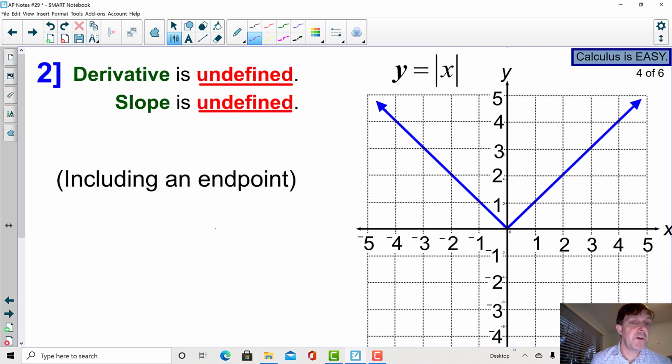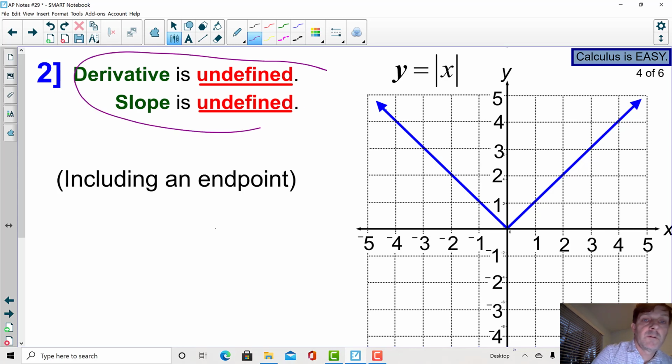This minimum can be considered a local minimum, but it could also be considered an absolute minimum. In calculus, there's another way we can find a max or minimum, and that would be if the derivative was undefined. That's the same thing as saying that the slope is undefined. And we're saying even if there's an endpoint, remember the derivative at an endpoint is undefined.